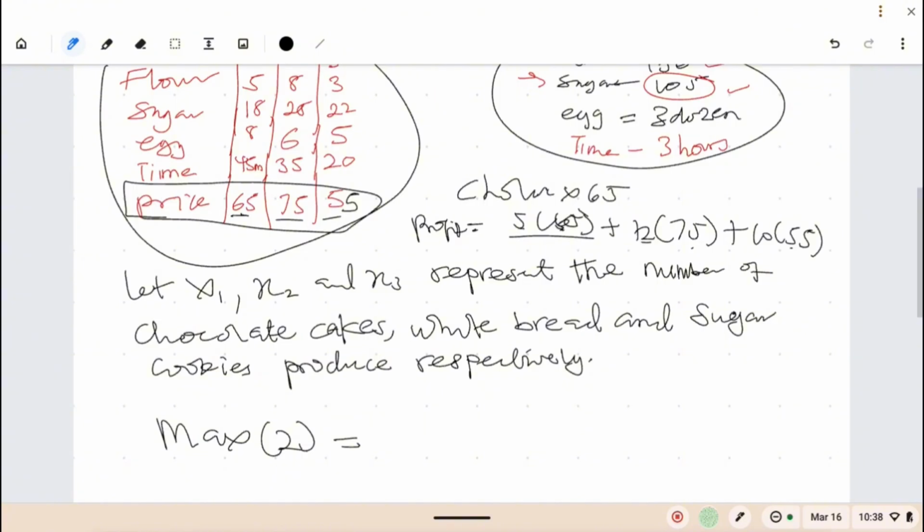So we said our profit Z is a function. It is 65, that's the price of the chocolate cake, and we represent the number sold by this decision variable x1. We don't know the number of chocolate cakes that we will be able to sell. So plus 75 x2. That one, we don't know the number of white bread we are going to sell. Plus 55 x3. So this is your objective function.